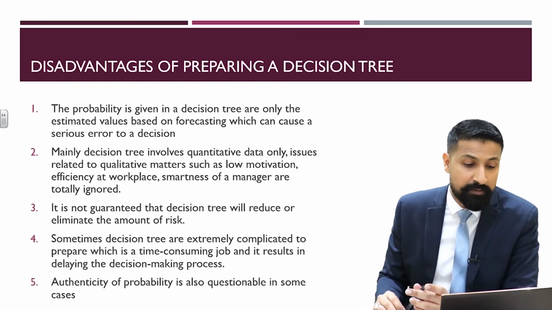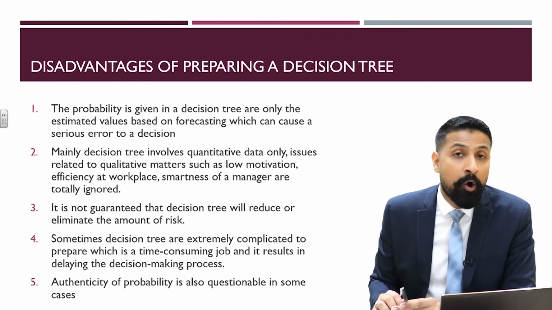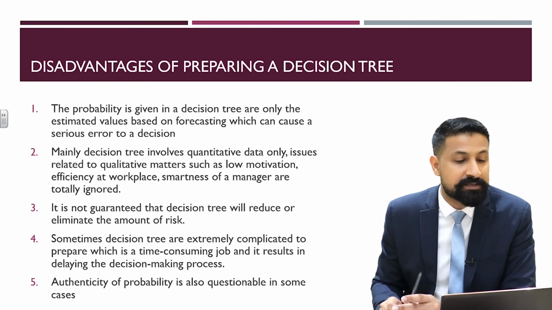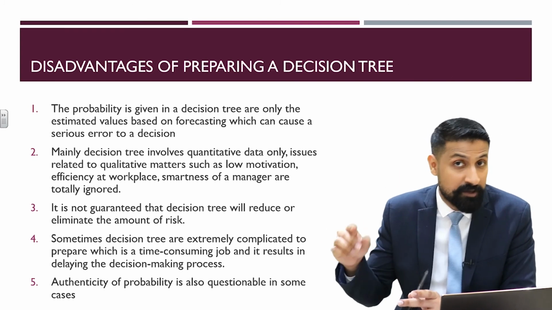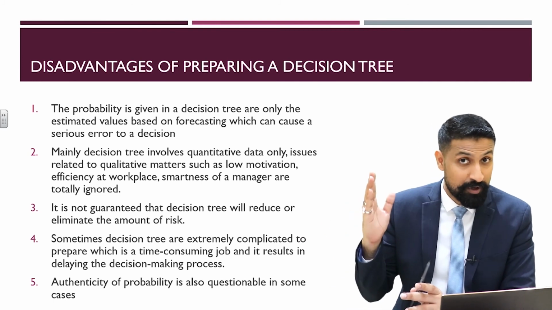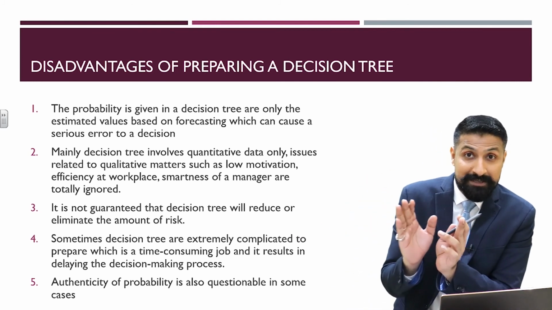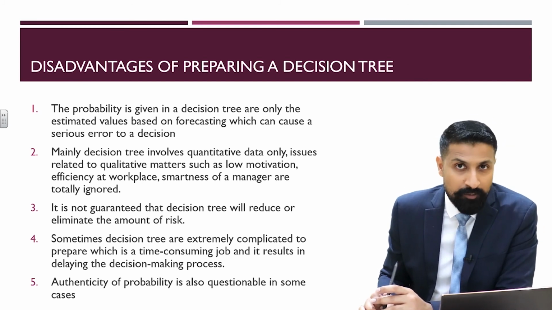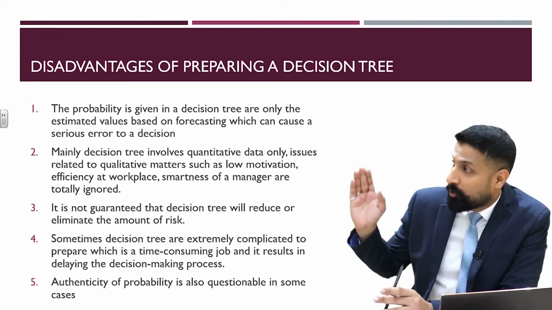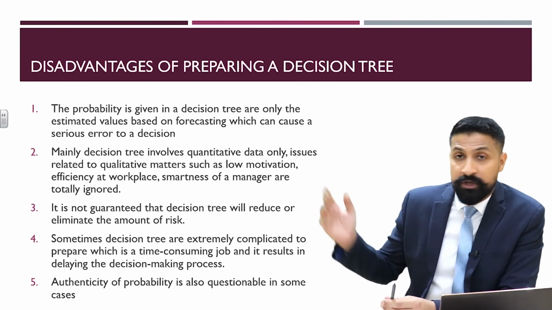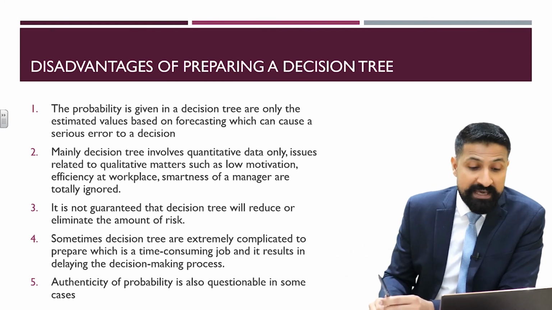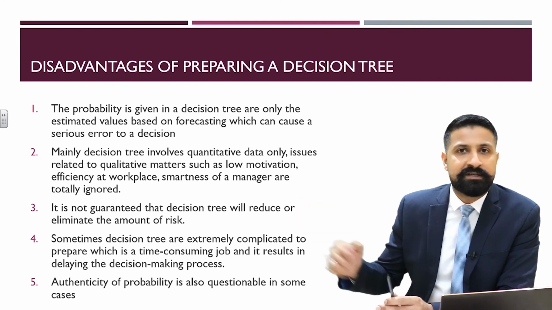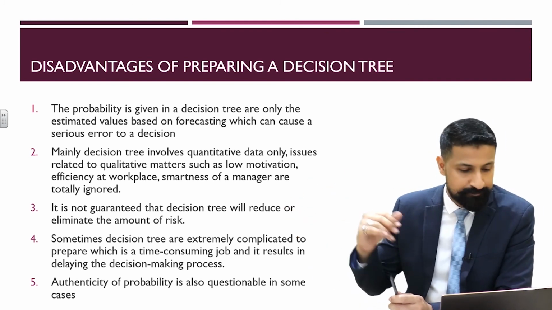The first thing is the probability given in a decision tree is only an estimated value based on forecasting, which can cause a serious error in the decision if the forecasting goes wrong. That is the serious issue. So you cannot rely on just the probability numbers. Mainly the decision tree involves quantitative data only. So it has nothing to do with qualitative issues such as low motivation of staff, efficiency at the workplace, smartness of the managers, wastage of resources, and so on. These are all factors that are totally ignored in a decision tree.